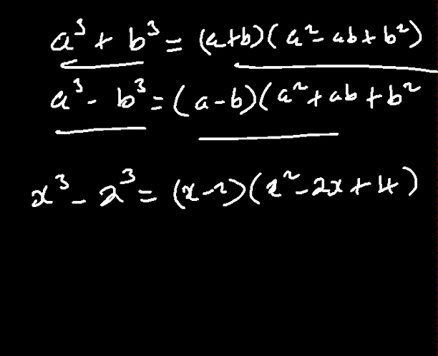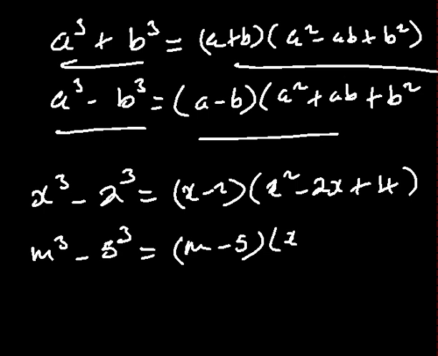And let's say we have m to the power 3 minus 5 to the power 3. How should you factorize this one? We'll have it as m minus 5, and the other factor should be m squared plus 5m plus 25. We'll have it like that.